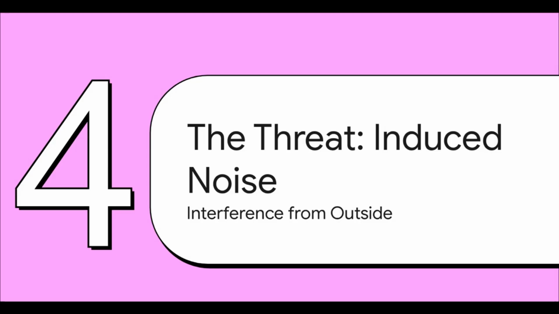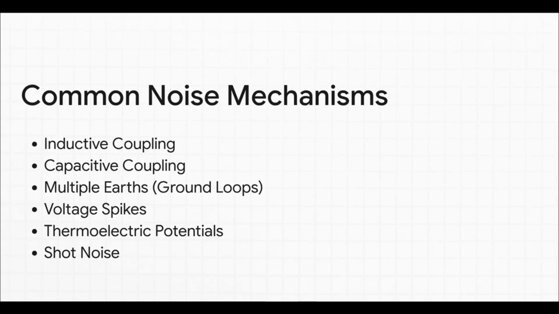All right, Section 4, let's talk about a really specific and nasty type of error: induced noise. This is the stuff that can completely ruin your day if you're doing sensitive measurements. So what is this stuff? Well, think of it like this. Your measurement signal is a tiny whisper, and everything else in the room with a plug is shouting.